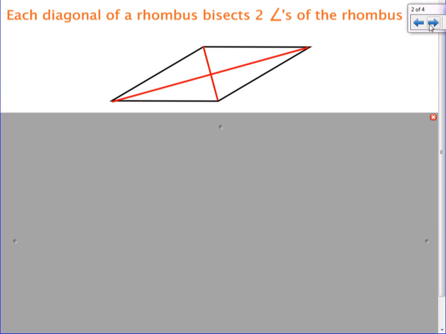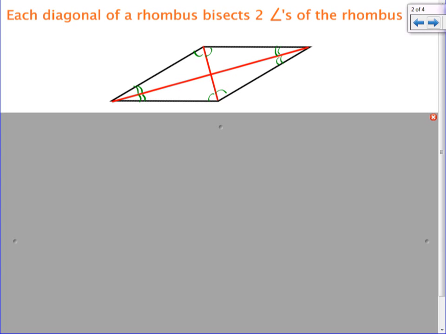So we're just going to add some markings to these pictures to match the sentence. Each diagonal of a rhombus bisects two angles of the rhombus. So that's what this would mean, that this diagonal is going to bisect two angles, the top one and the bottom one. And the other diagonal is also going to bisect two angles. So if it's a rhombus, we know that's going to be true.